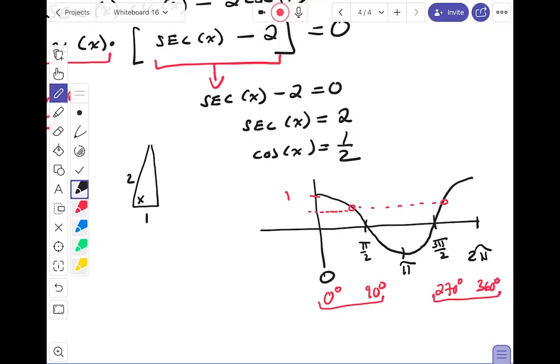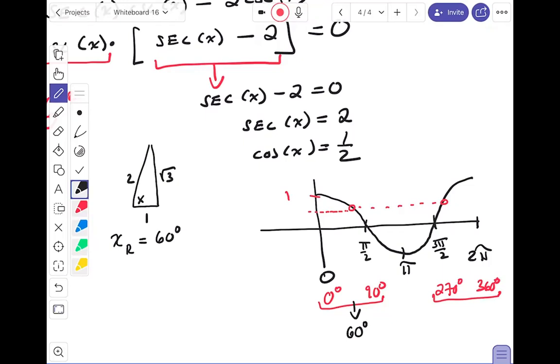This is going to be the x, and this would be root 3. Do I recognize the angle? Yes, the reference. The reference is going to be 60 degrees. All right. So if it's between 0 and 90 and the reference is 60 degrees, this angle here would have to be 60 degrees. All right, now you're between 270 and 360.